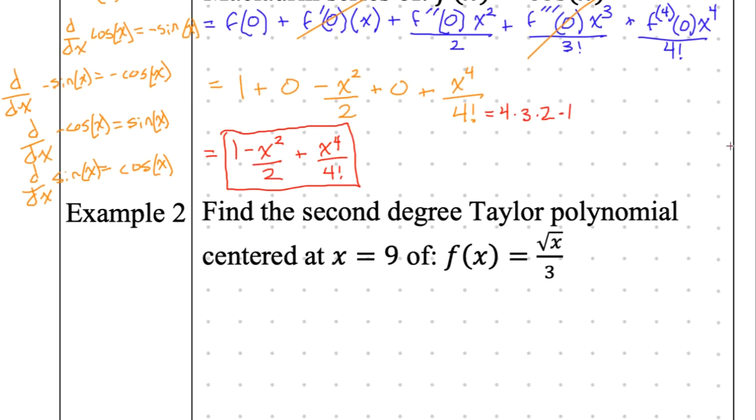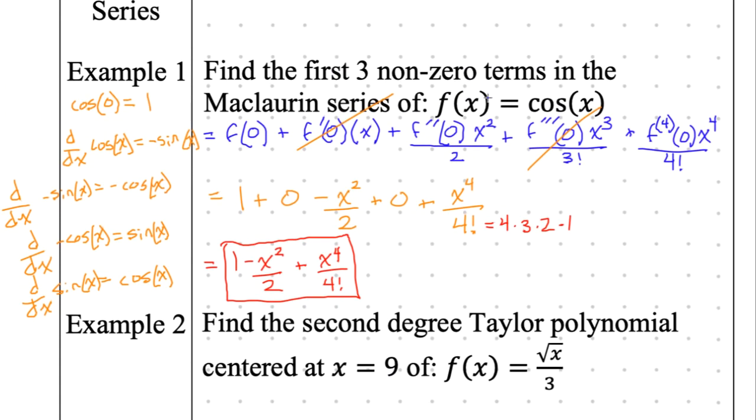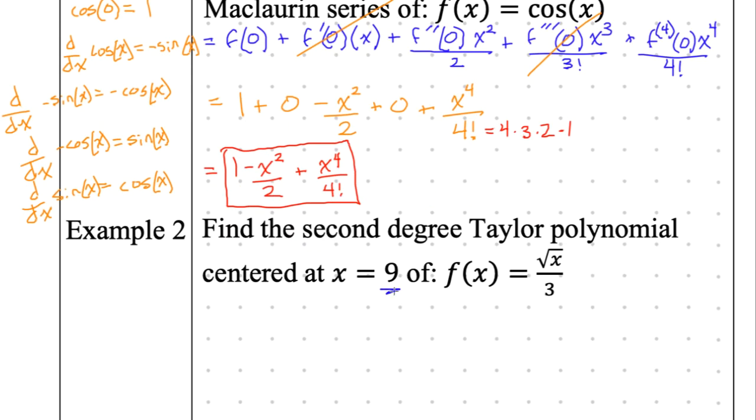It's phrased a little bit different. It's not looking for non-zero terms. Example 2, we're just finding the second degree Taylor polynomial centered at 9. Okay, so our center is different now. Before our center was 0 because it said Maclaurin series. Now our center is 9. And we have a different function, of course. So second degree means I'm going all the way out to the x squared term. Once I hit this squared term, I'm done. So I'm kind of cutting it off right there.